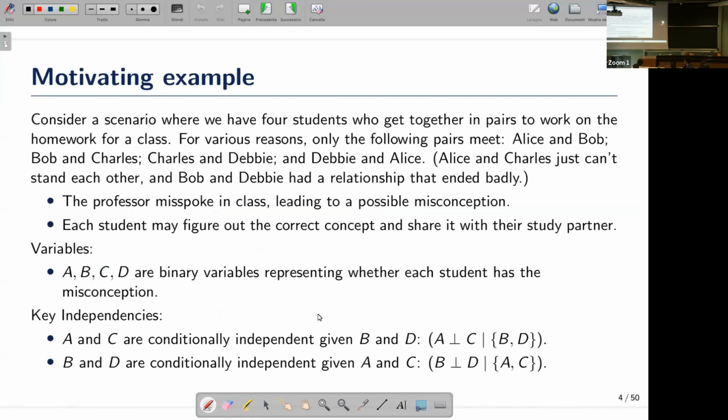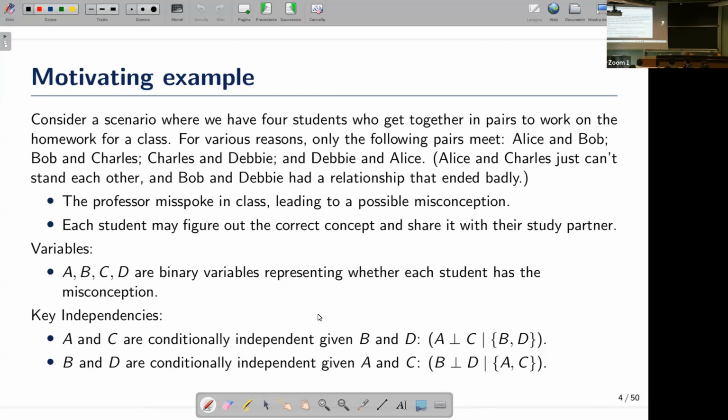So this is the example that I will give you. We have four students, which are our nodes or random variables. There is a professor who talks, and sometimes students understand the topic, sometimes they don't, because the professor is not clear, okay? They can or cannot understand something, a subject or a definition, whatever you want. And it's because the professor is not clear, so there is a misconception from the professor to the students.